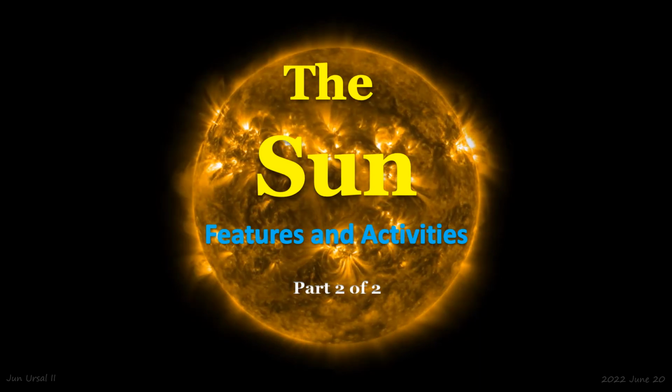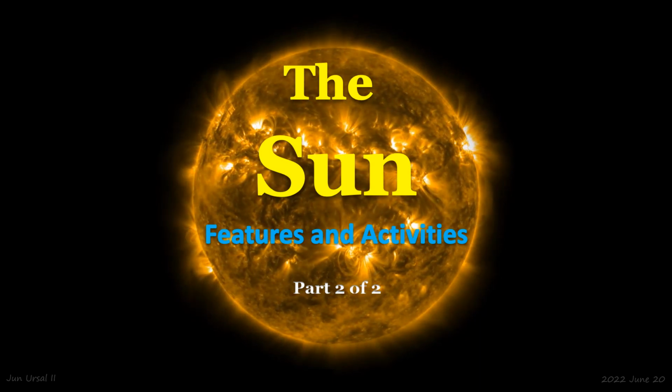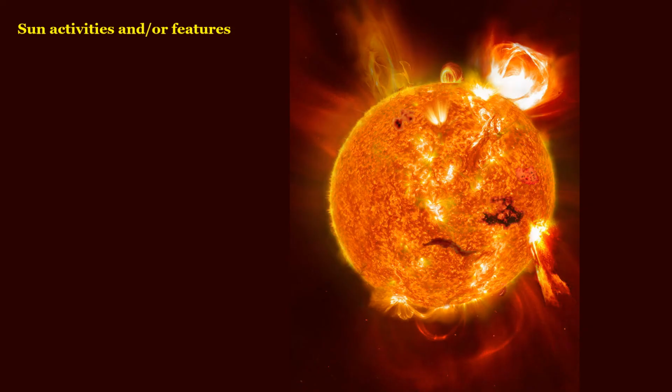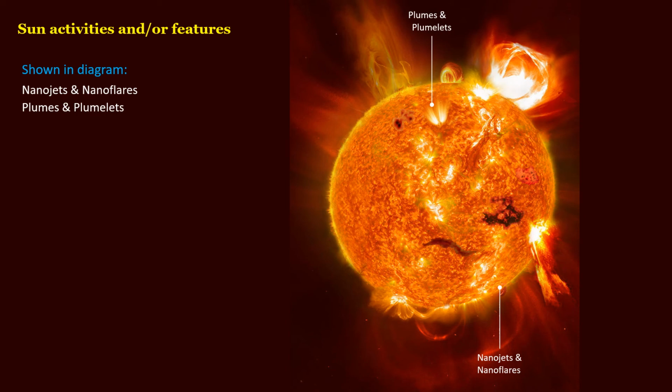The Sun, Features and Activities, Part 2 of 2. Sun Activities and/or Features. Shown in diagram. Nanojets and Nanoflares. Plumes and Plumelets.